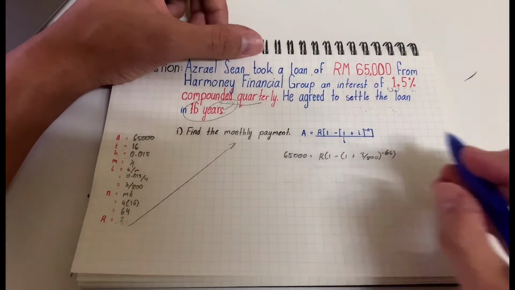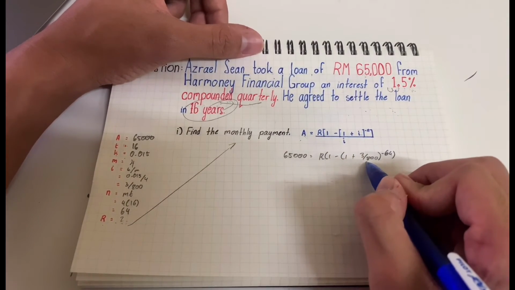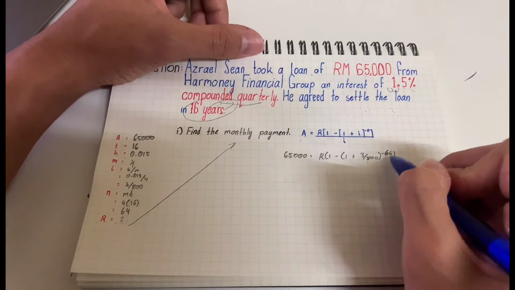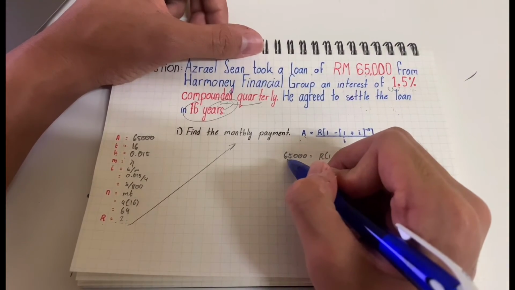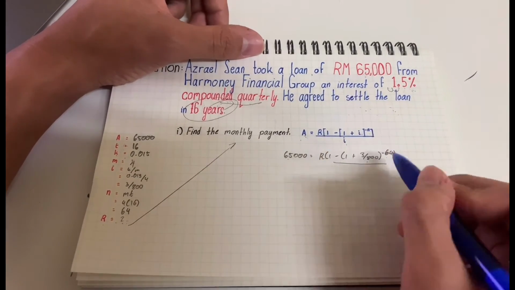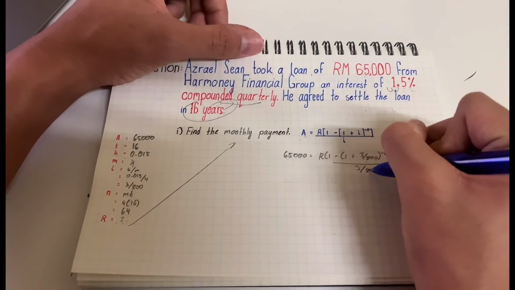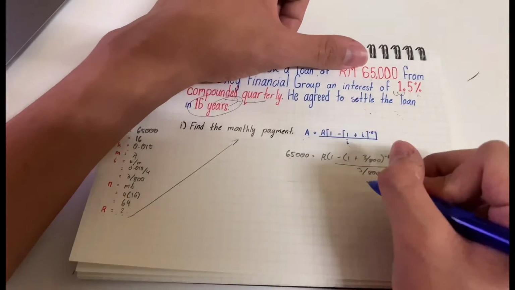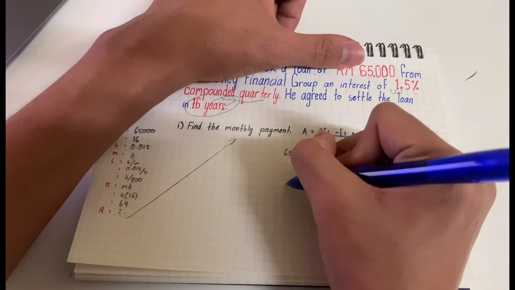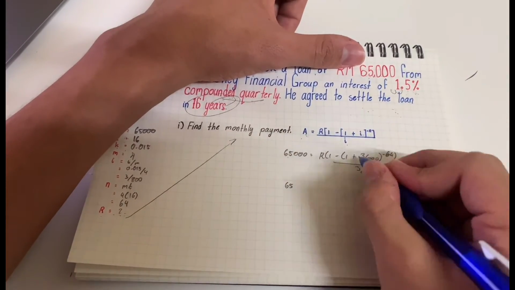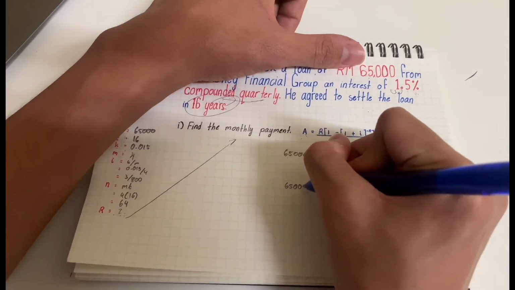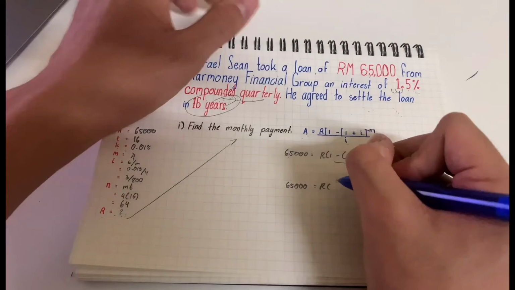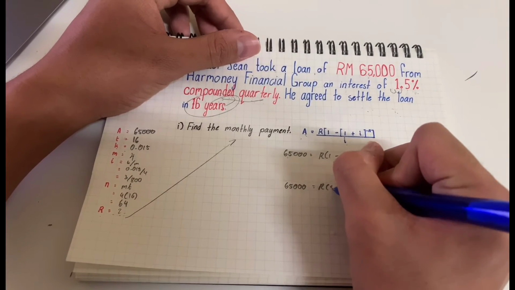So you can see I was changed I into 3 over 800 and n as 64, A as 65,000 ringgit and I over again with 3 over 800. Okay, that's all. And let's start again. You need to solve it over here first to make your work easier. So R in the bracket will be 6.